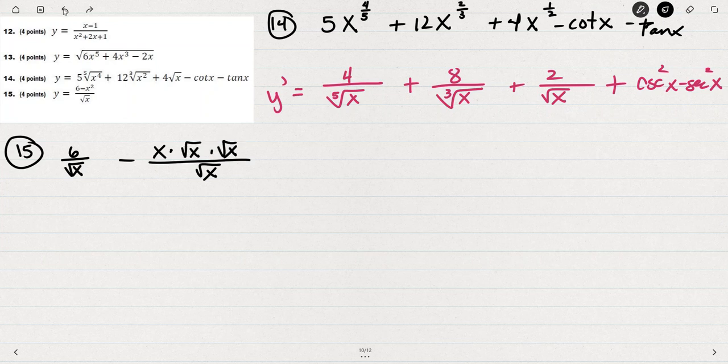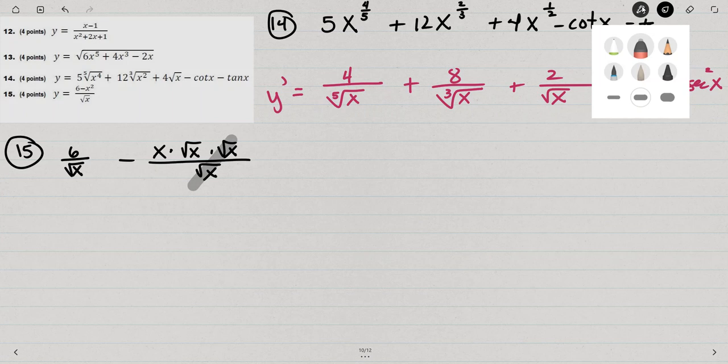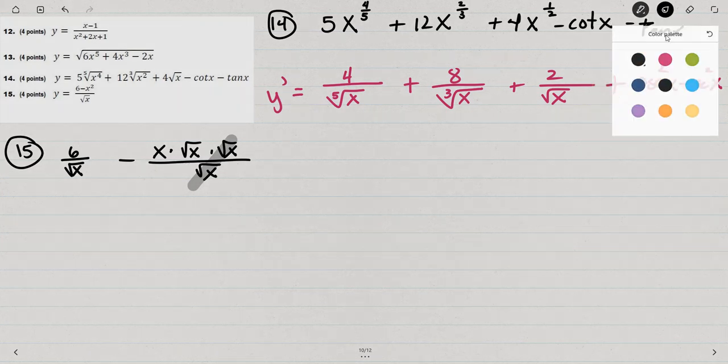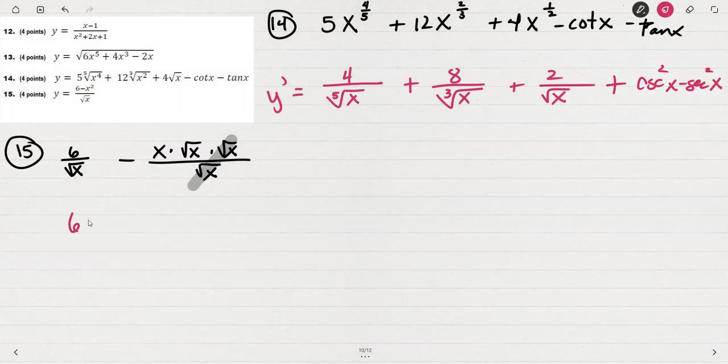The reason I did that was I wanted to show you that we could reduce one of these x's right off the bat. So once I've rewritten it like this, I could now rewrite this using rational exponents. So that 6 over the square root of x is 6x to the 1/2. X times the square root of x, that's like x to the 1 times x to the 1/2. So it's x to the 3/2.